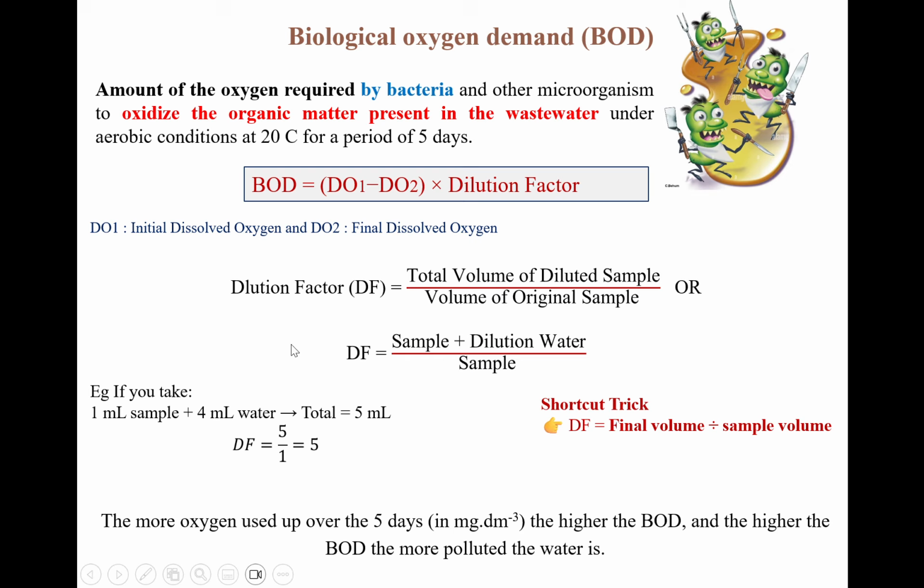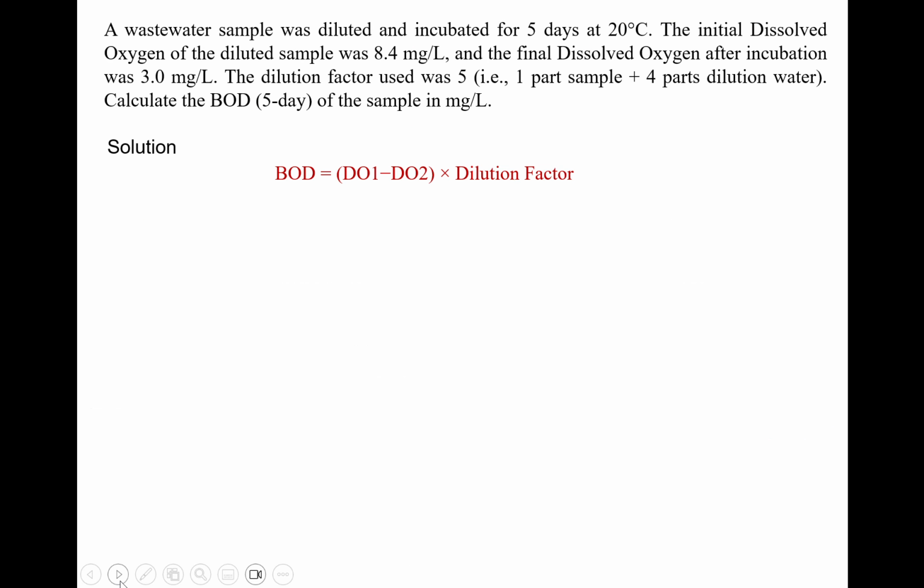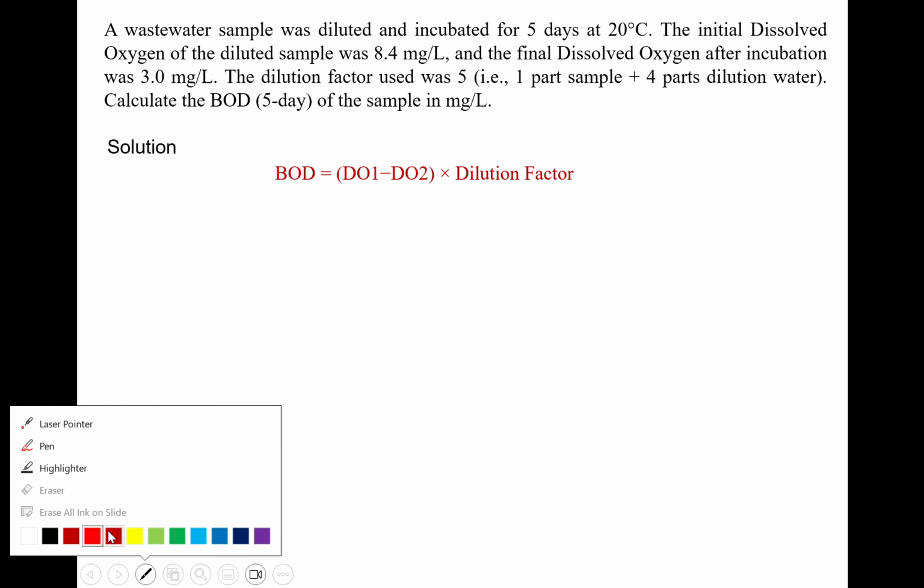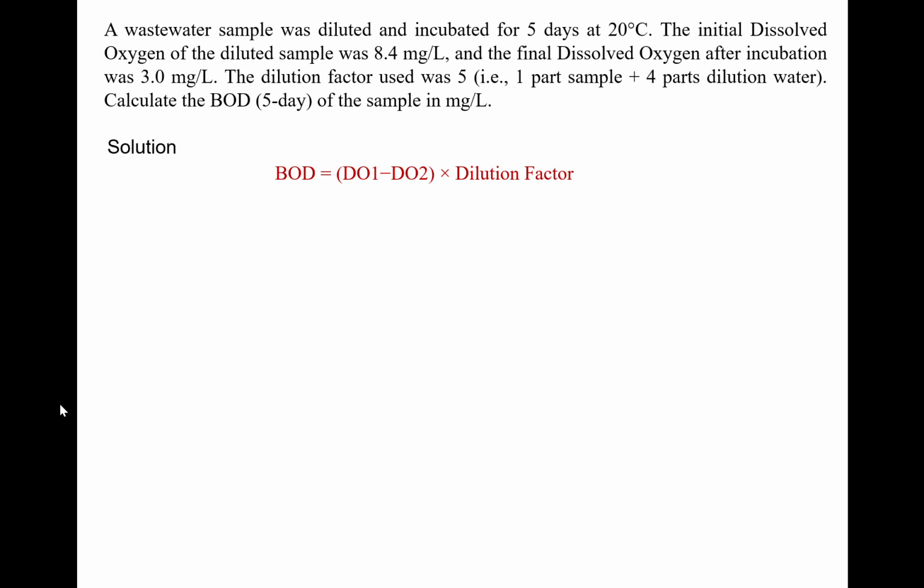So we have to dilute that water sample. The total volume of the diluted sample is, say, 5 ml. And what is the original sample? The sample over here is 1 ml. So that is DF. Final trick, you can remember it as final volume upon sample volume. The numericals are pretty easy, so let's look at the first numerical.